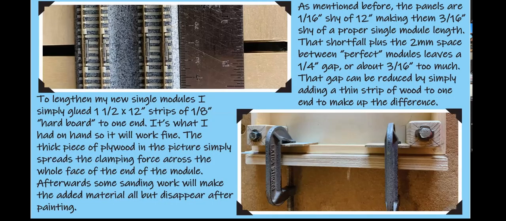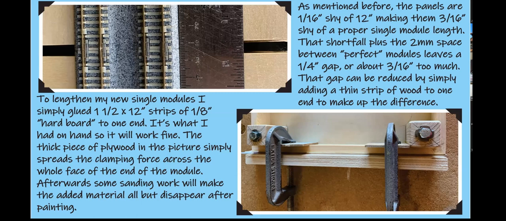As mentioned before, the panels are 1/16 inch shy of 12 inches, making them 3/16 inch shy of a proper single module length. That shortfall, plus the 2 millimeter space between perfect modules, leaves a 1/4 inch gap, or about 3/16 of an inch too much.